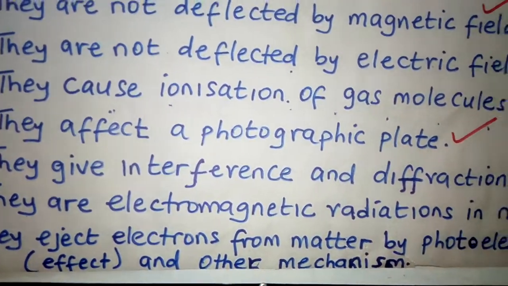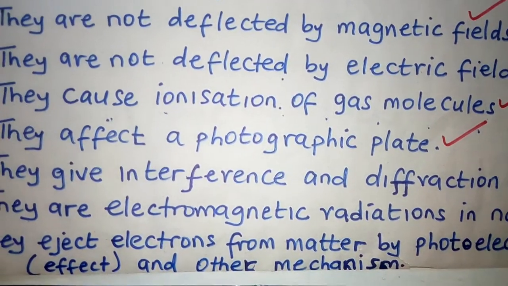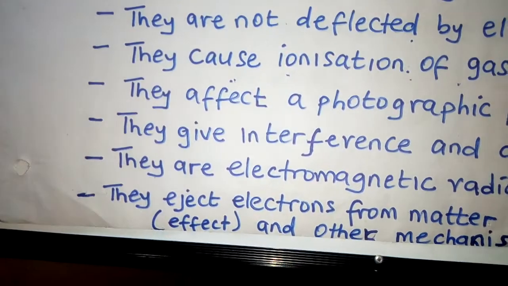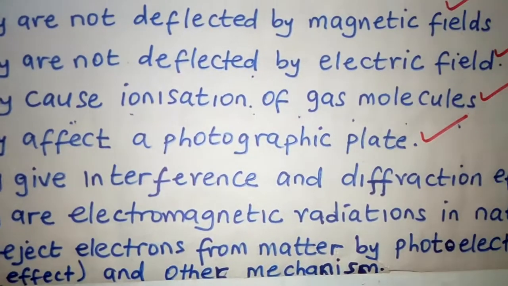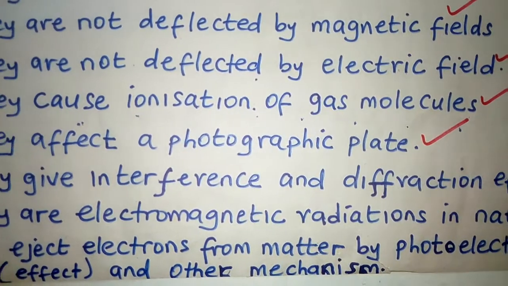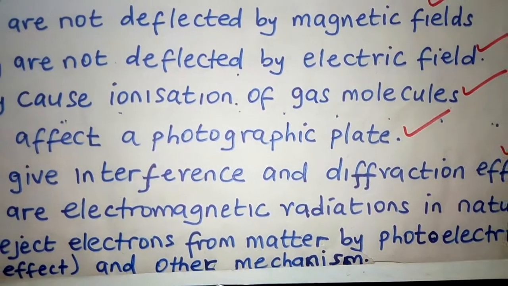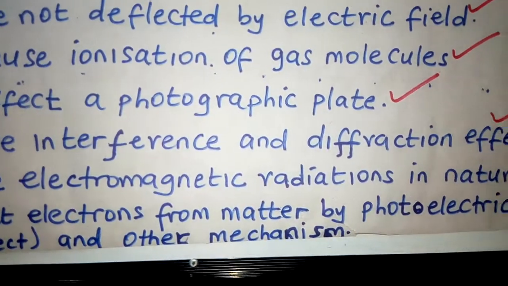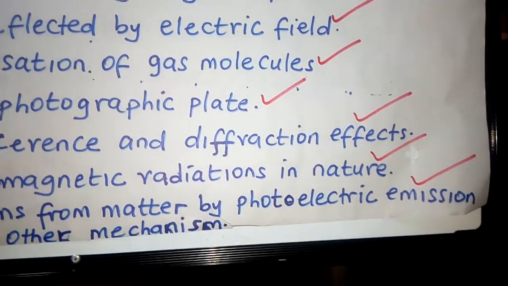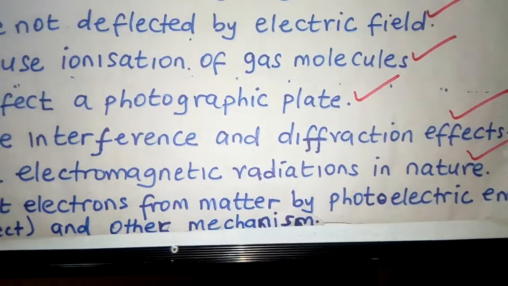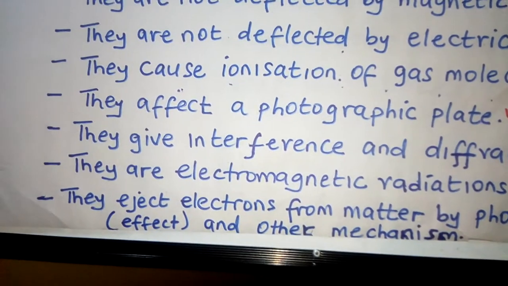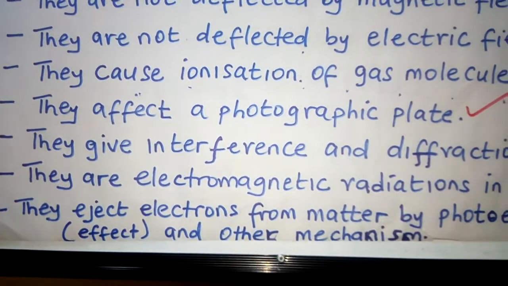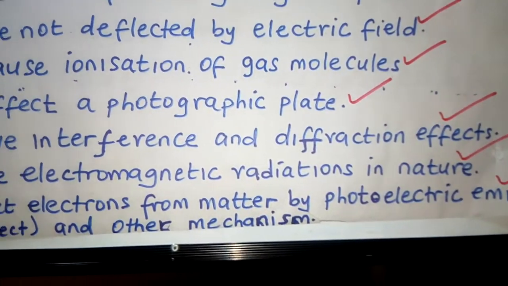They also affect a photographic plate. So if you bring a photographic plate where they are passing, X-rays will affect it. You could as well say they affect a photographic film instead of the word plate. They mean the same thing. They give interference and diffraction effects. Remember, X-rays are electromagnetic waves, and all electromagnetic waves cause interference. They also cause diffraction. So they give interference and diffraction effects.